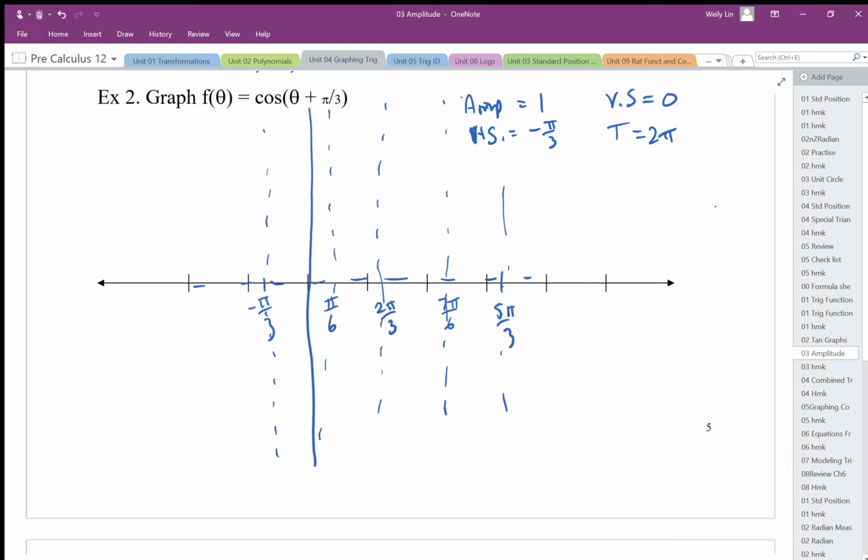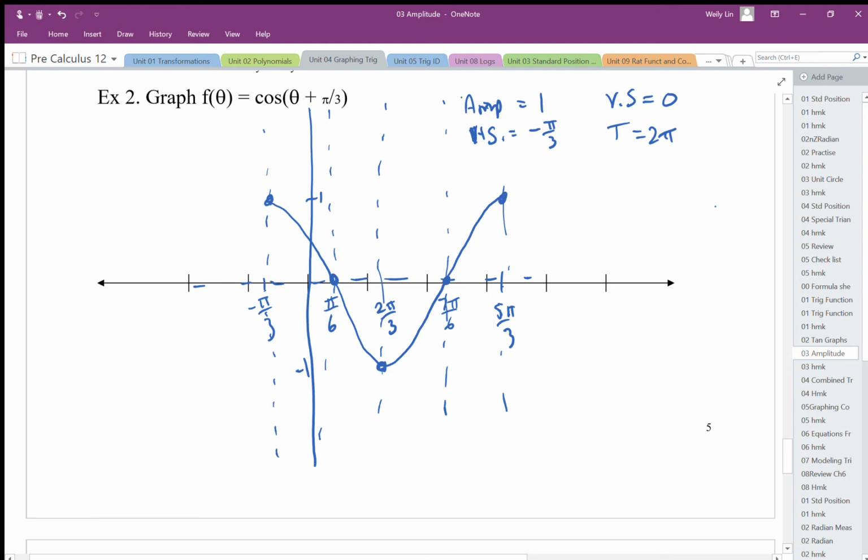Once I have the quadrant boundaries, I have everything framed in my quadrants. I've got my middle. I'm going to graph my cosine function. My cosine starts at 1. It's going to go through the first quadrant to 0, then through the second quadrant down to -1. Back to the middle, and up to the top.